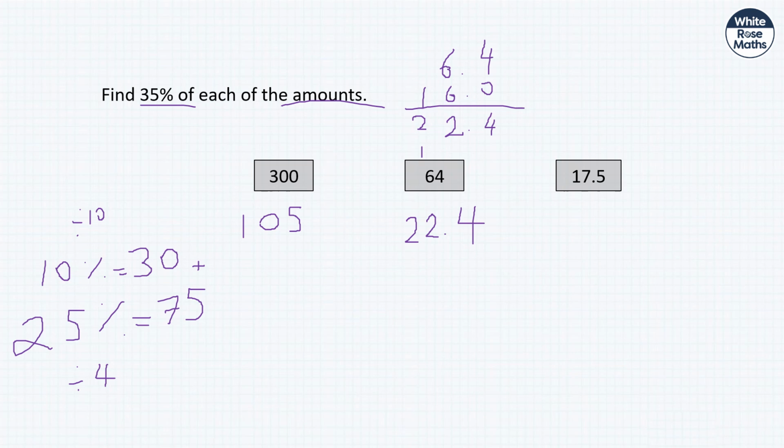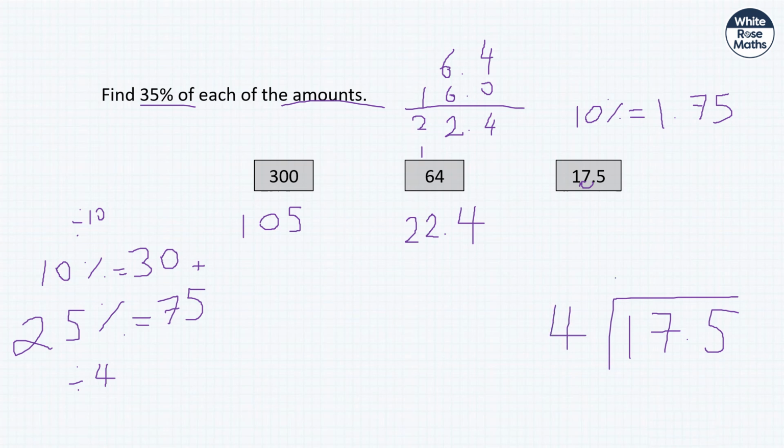Okay, this next one is slightly more challenging. So 10% of 17.5 will be 1.75. The decimal point moves one place to the left when I'm dividing by 10. Now I want to work out 25% by dividing it by 4. And again, I can just do a little bus stop method.